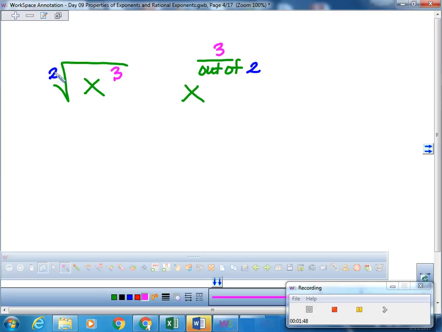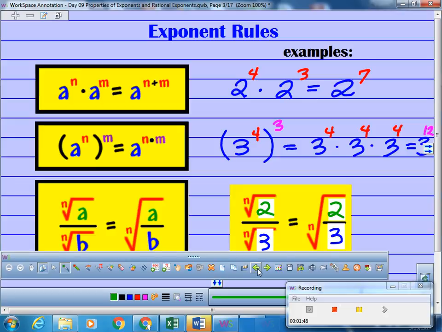So I can basically simplify this because I can take an x squared out because it matches the index. I have 3 out of 2. If I only had 1 out of 2, I wouldn't be able to simplify it anymore. I need at least 2 out of 2. Make sense? Okay, let's go back. Alright, so we're good with this.